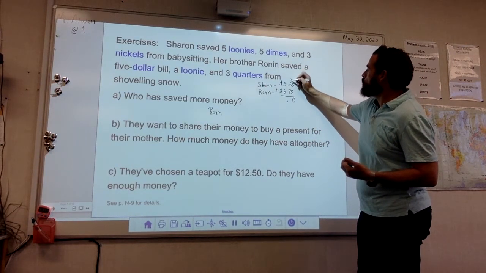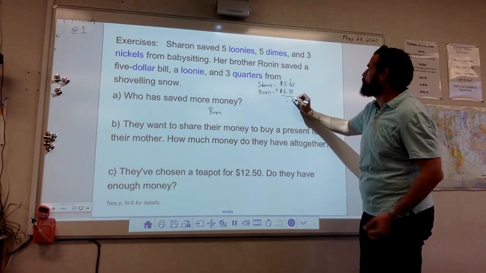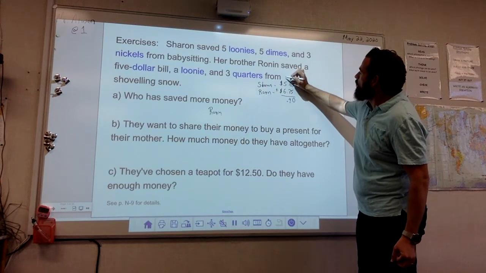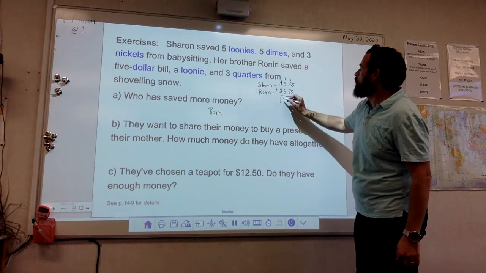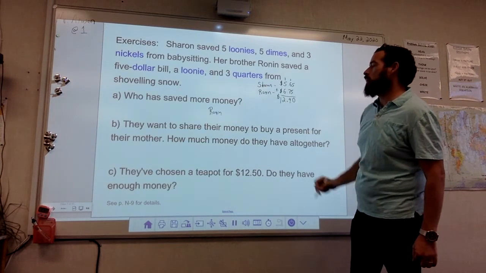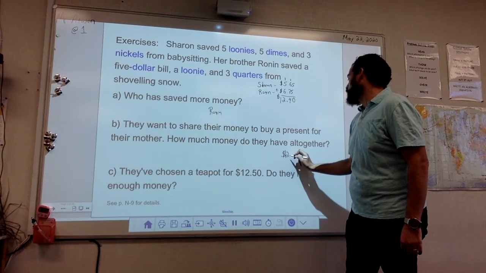5 plus 5 is 10. Our 1 here. 6 plus 7 is 13. 13 plus 1 is 14. And then I need another 1. 5 plus 6 is 11. 11 plus 1 is 12. So our answer, how much money do they have altogether? $12.40.